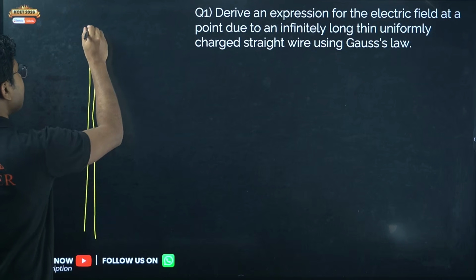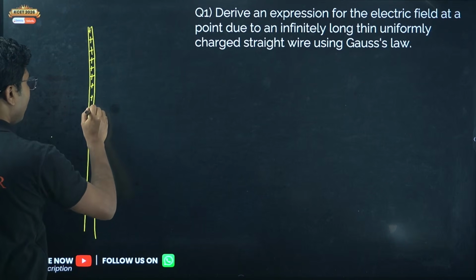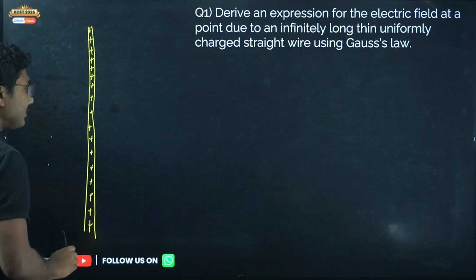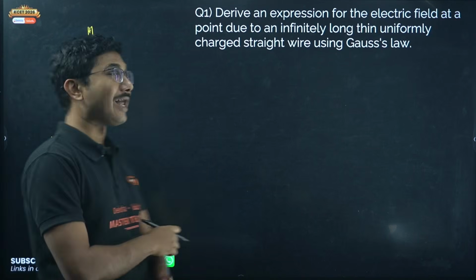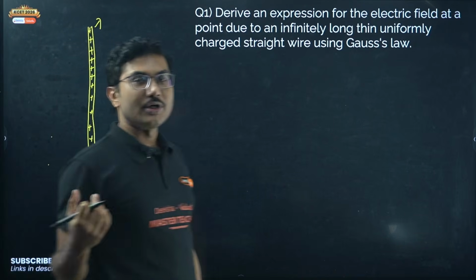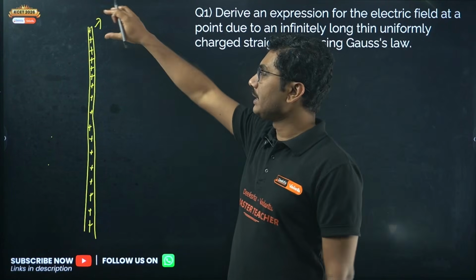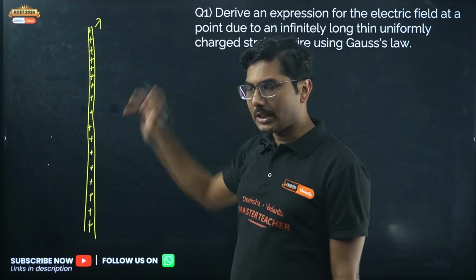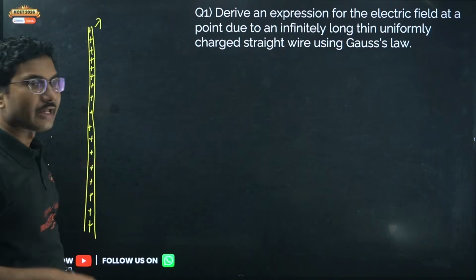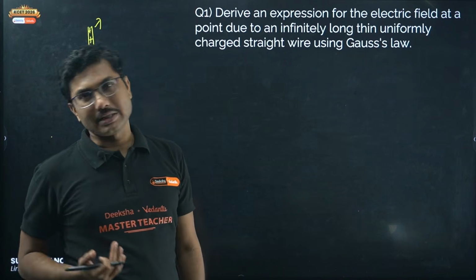Now here is the simple charged wire. We are assuming it is positively charged, and when there is a line charge, what do we consider? We consider the line charge density. Line charge density means charge per unit length. You take the total charge, divide it by the total length, and you get the line charge density, or you take 1 meter of the length and calculate how much charge is there in that 1 meter. That is also the line charge density, lambda.